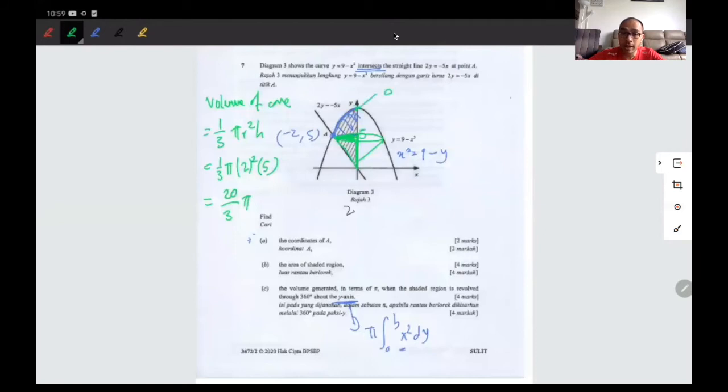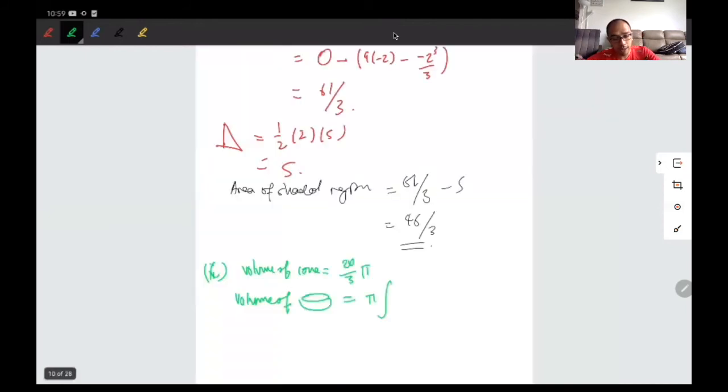How do I know it's 9? Because I substitute x equals 0 over here. When x equals 0, y equals 9. So it is from 5 to 9. And then of course the equation will be 9 minus y with respect to dy. So when we integrate this, we get, from 5 to 9, 9y minus y squared over 2.